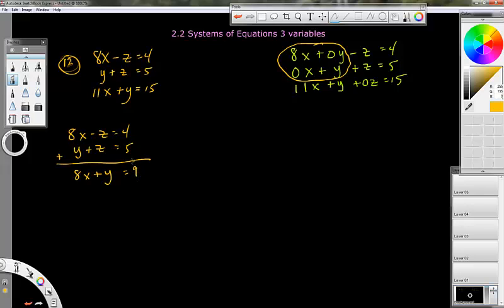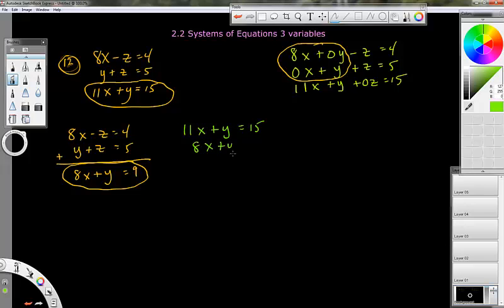And so I will take this and the bottom one here, write it over here, switch my colors up a little bit. So 11x plus y equals 15, 8x plus y equals 9. And you can see where I'm going with this. I'm going to be able to eliminate y's very easily here.